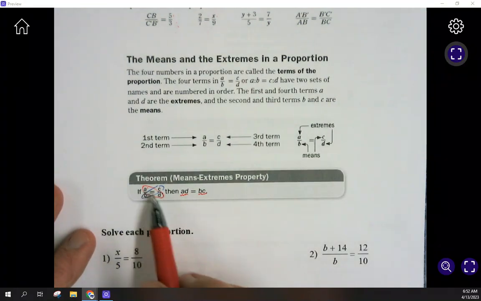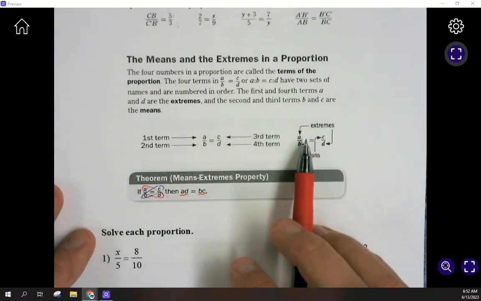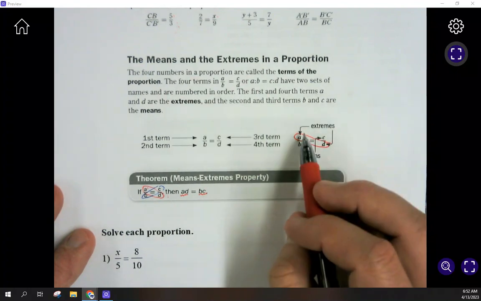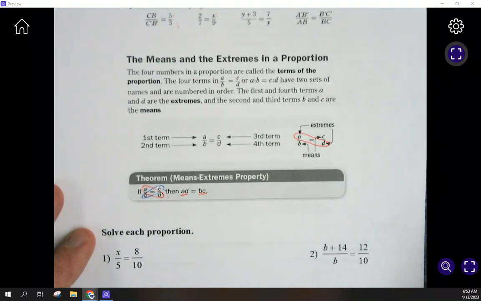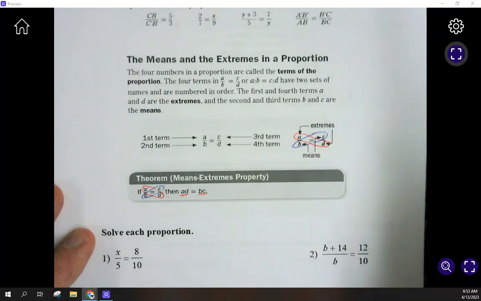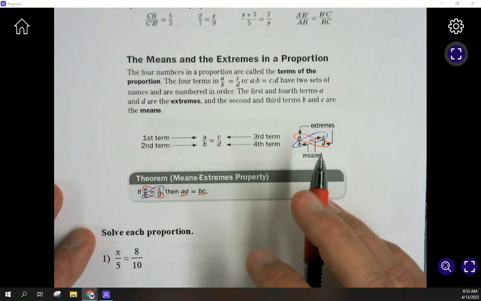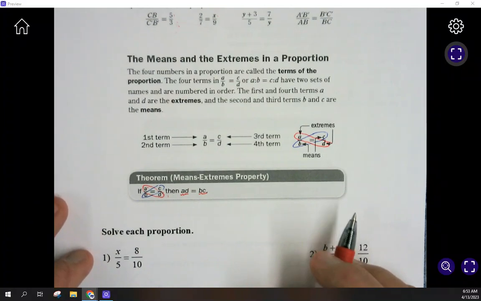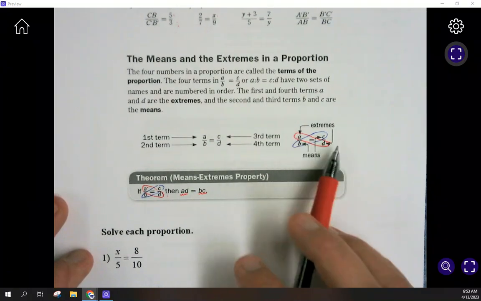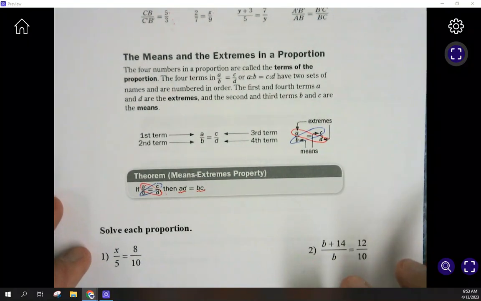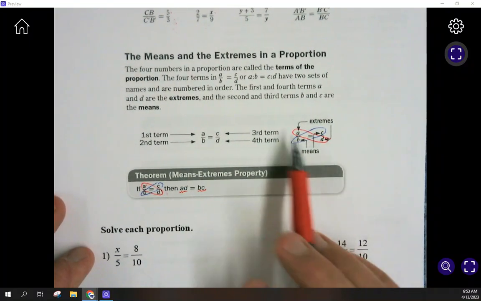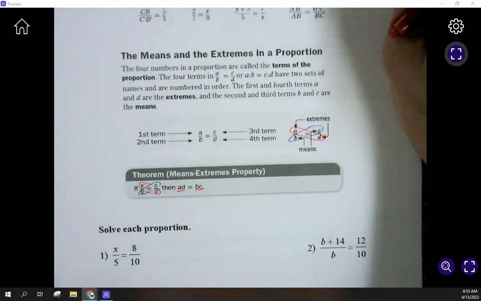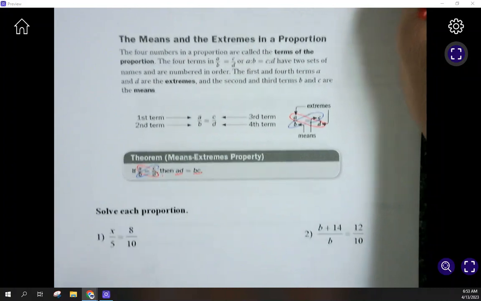Now, we're going to label these the means and the extremes, and you can see them right here. The a times d, those are called your extremes, and the b times c are called your means. I'm not super concerned about which one's which. I'm more concerned about the mechanics of actually setting these up and solving it. So you're going to multiply the diagonals, and the result is going to be equal to each other. But if you see a question about means and extremes, look back to your notes right here to see which one's which.